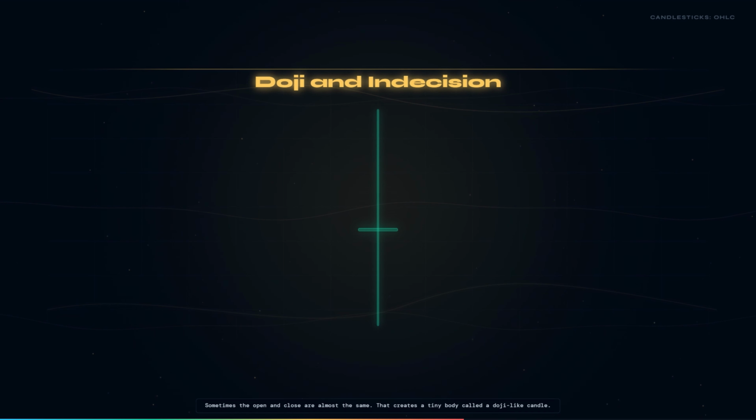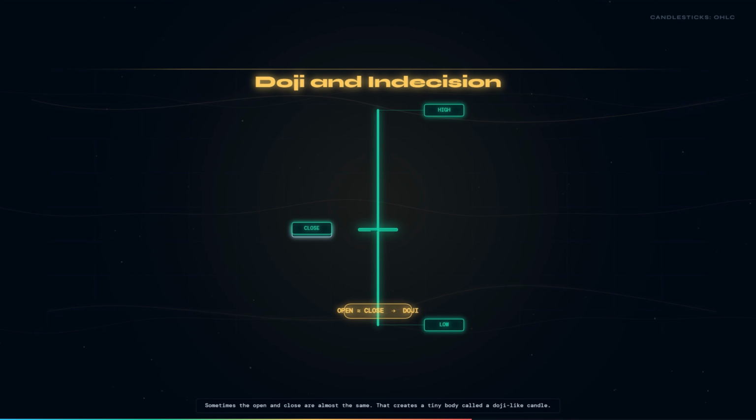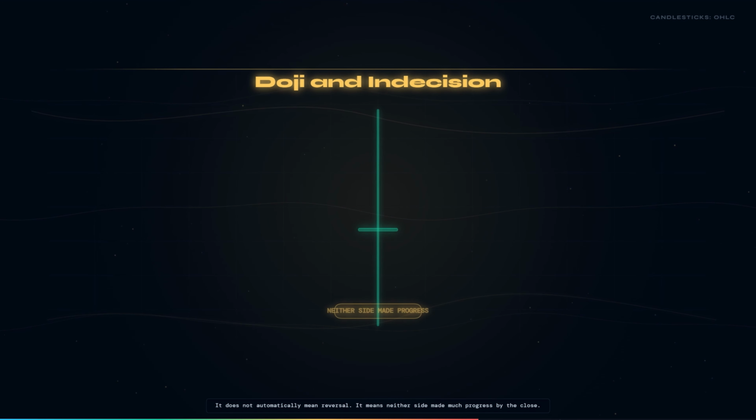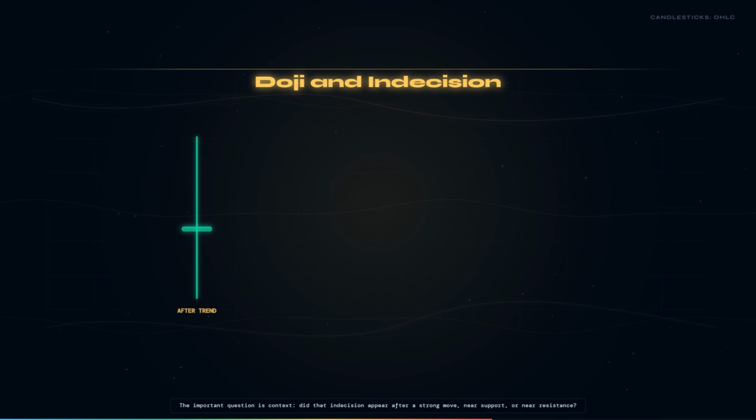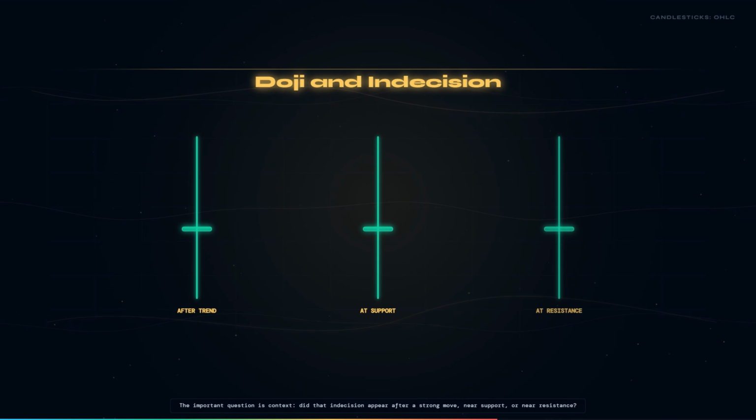Sometimes the open and close are almost the same. That creates a tiny body called a doji-like candle. It does not automatically mean reversal. It means neither side made much progress by the close. The important question is context. Did that indecision appear after a strong move, near support, or near resistance?